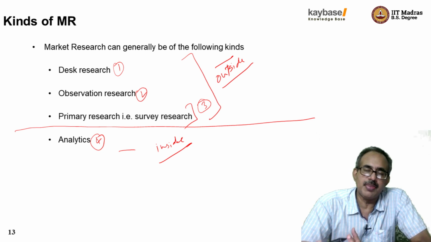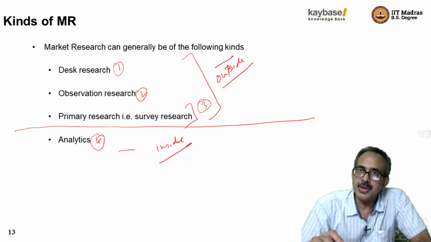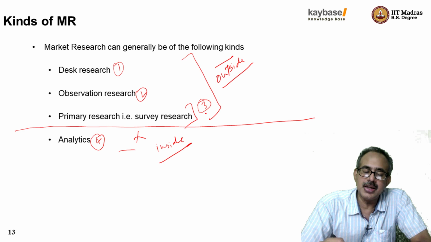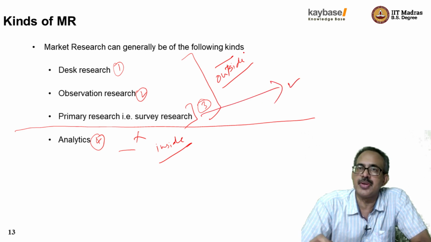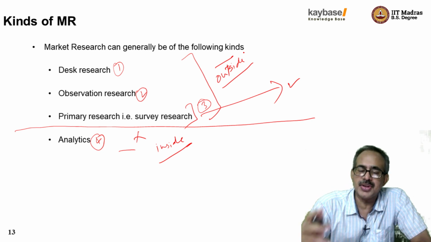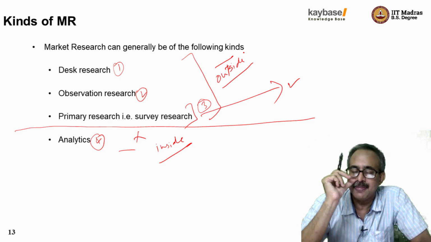So I'm calling it part of market research, but we should remember that the main focus of this course is not on this. It is mainly on primary research, but to some extent it is on desk research and observation research as well. So let's see about each of these very quickly.